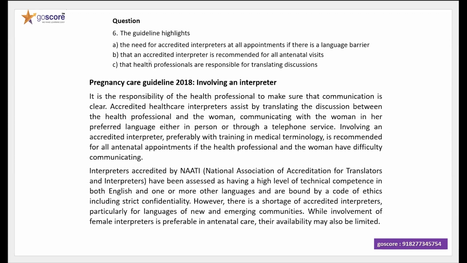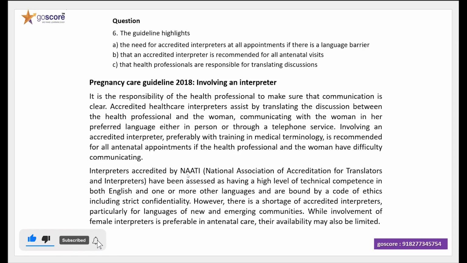So now B eliminated, C eliminated. Which will be the answer? A. Now we need to confirm whether option A is correct or not. Definitely it will be the correct answer, but we need to confirm. Accredited healthcare interpreters assist by translating the discussion between the health professional and the woman, communicating with the woman in her preferred language, either in person or through a telephone service. Involving an accredited interpreter, preferably with training in medical terminology, is recommended for all antenatal appointments if the health professional and the woman have difficulty communicating.